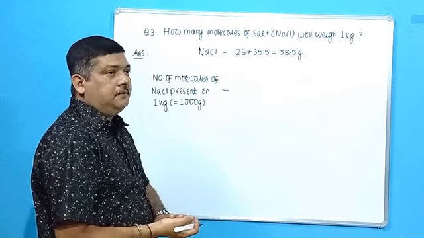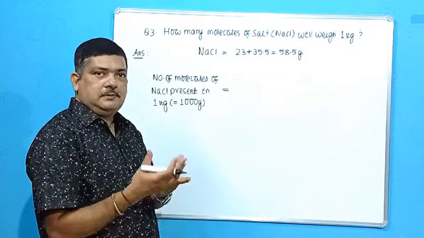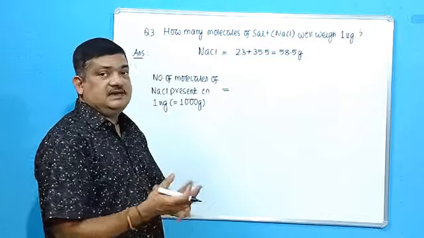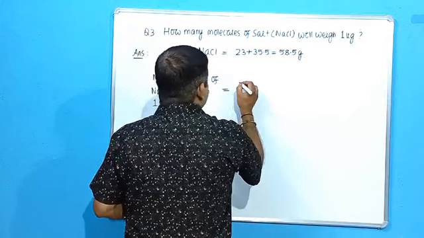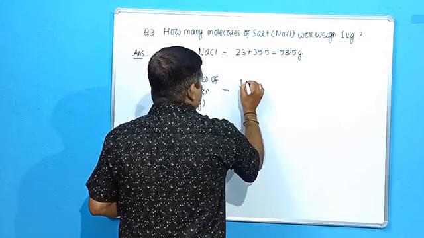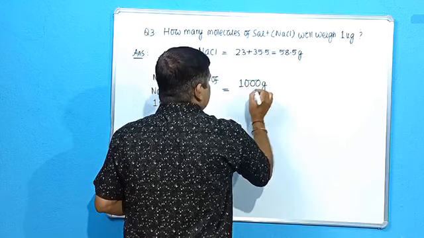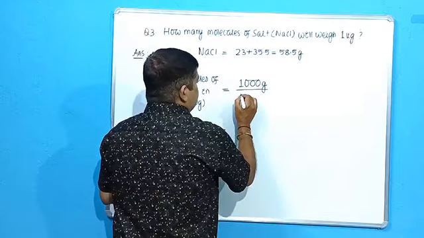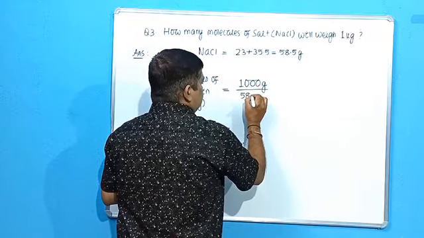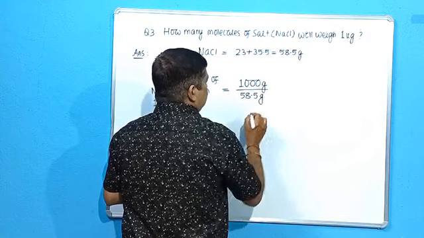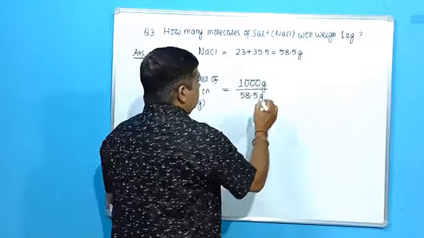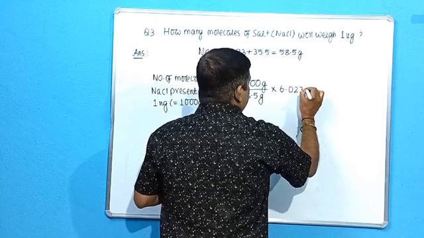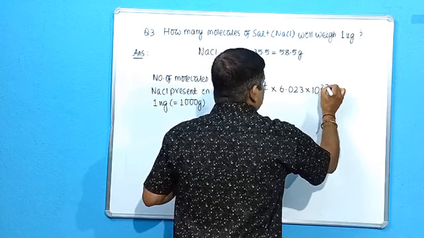Now first let us calculate the number of moles. Then each mole contains Avogadro number of molecules. So the number of moles into Avogadro number will give you the number of molecules present in a given mass of substance. So the given mass is 1 kg or 1000 gram, divided by the molar mass of sodium chloride, that is 58.5 gram. This is the number of moles, into Avogadro number, that is 6.023 into 10 to the power 23.